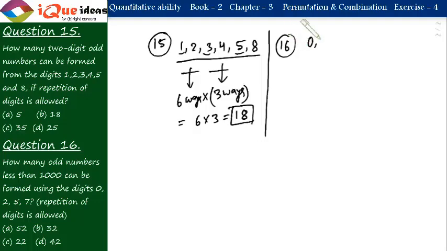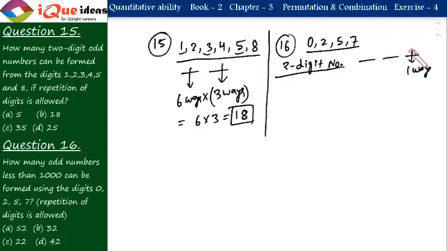So digits available are 0, 2, 5, and 7. First let's talk about 3-digit numbers. How many 3-digit numbers can be formed? For 3-digit numbers, the last place has to be odd because the question is asking for odd numbers. So the last place can be filled in how many ways? Only one way, because there is only one odd possibility, that is 5. So only one way.